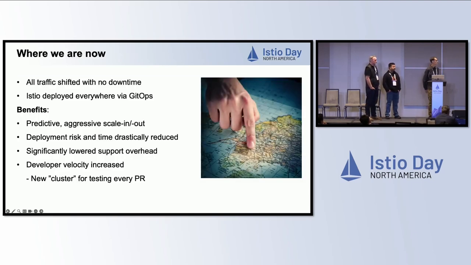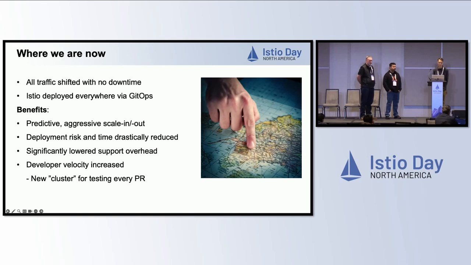All right, great. Well, I think that brings us to where we are now and ultimately where we're going to be going next. So actually, just a couple of weeks ago, we shifted traffic over to our final cluster, and we were able to do that without downtime. So we have no more of the legacy middleware out there. And we were able to deploy Istio completely via GitOps, which was a huge benefit to us.